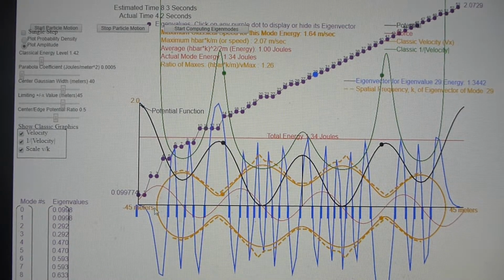Well, the classical particle can move all the way from the left-hand side to the right-hand side of the potential. Except, of course, it turns around. The classical mode turns around here where the red line runs into the potential line.